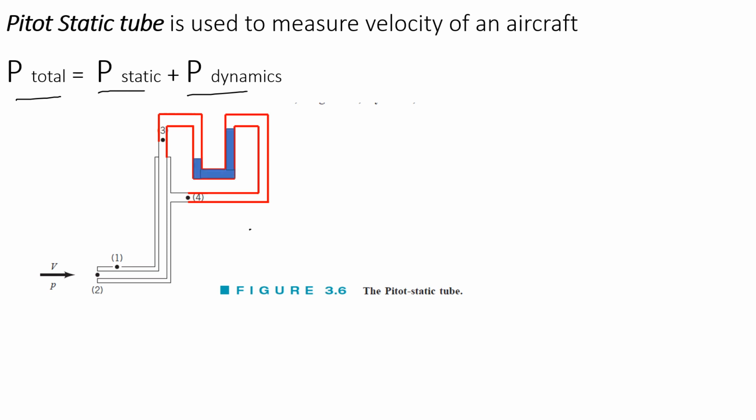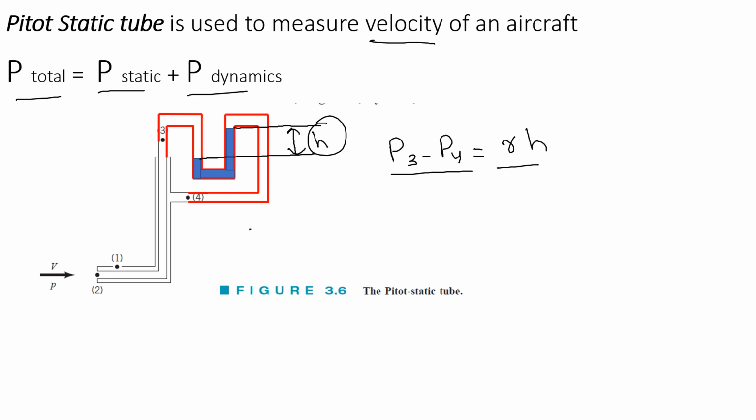by the difference of this height h that we get from this gauge fluid, we can measure the pressure difference, that is P3 minus P4 will be equal to gamma times h. Okay, this is the h. So by measuring this pressure difference, we can use this to find the velocity of the fluid. So again, at point 3, this is the total pressure.